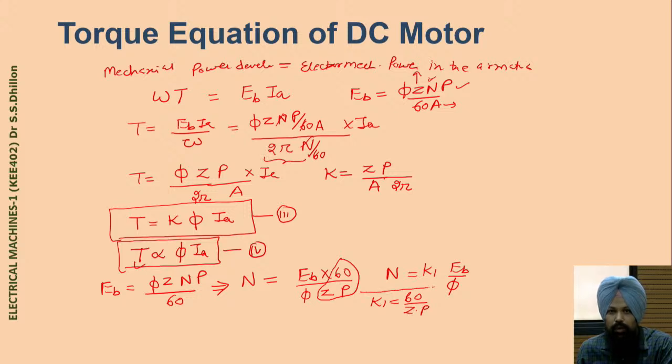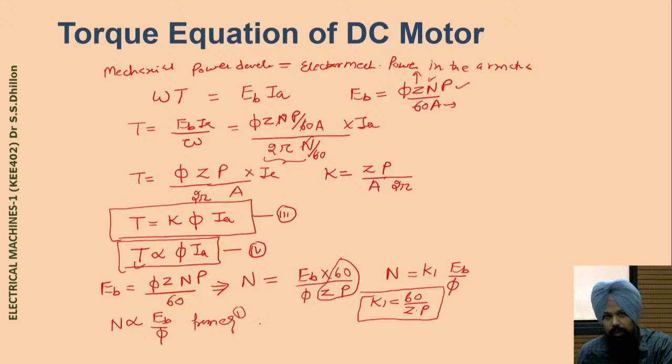So this is the constant term. And we can also write in a generalized way that speed is directly proportional to EB by phi. Or we know from the voltage equation, from equation number 1 which we discussed in the previous slide, that is the voltage balance equation.